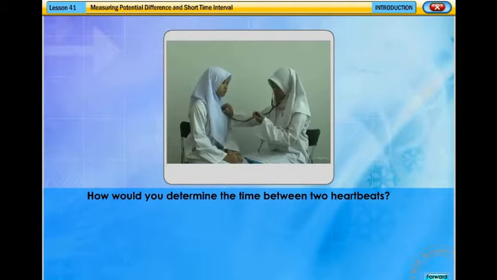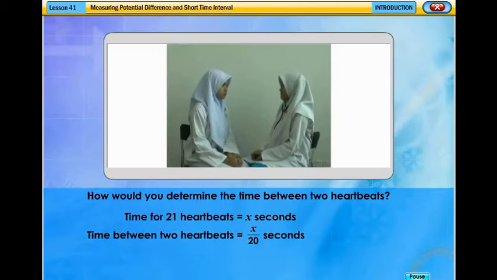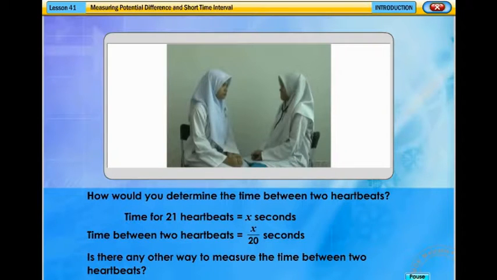How would you determine the time between two heartbeats? The time between two heartbeats can be measured by measuring the time between several heartbeats, for instance, 21 heartbeats. Therefore, the time interval, or time between two heartbeats, can be calculated by dividing the time taken by 20. Is there any other way to measure the time between two heartbeats?